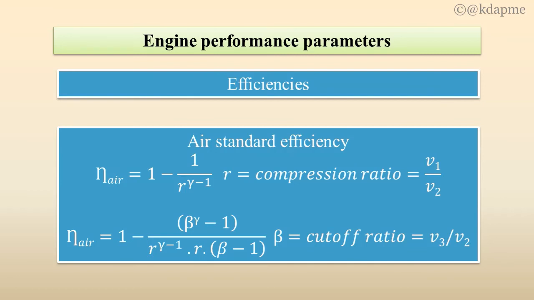And the second equation is for the diesel engine. That equation is eta air standard equivalent to 1 minus, into bracket, beta raised to gamma minus 1 upon r raised to gamma minus 1 into r into beta minus 1, where beta is the cutoff ratio, which is the ratio between V3 by V2.